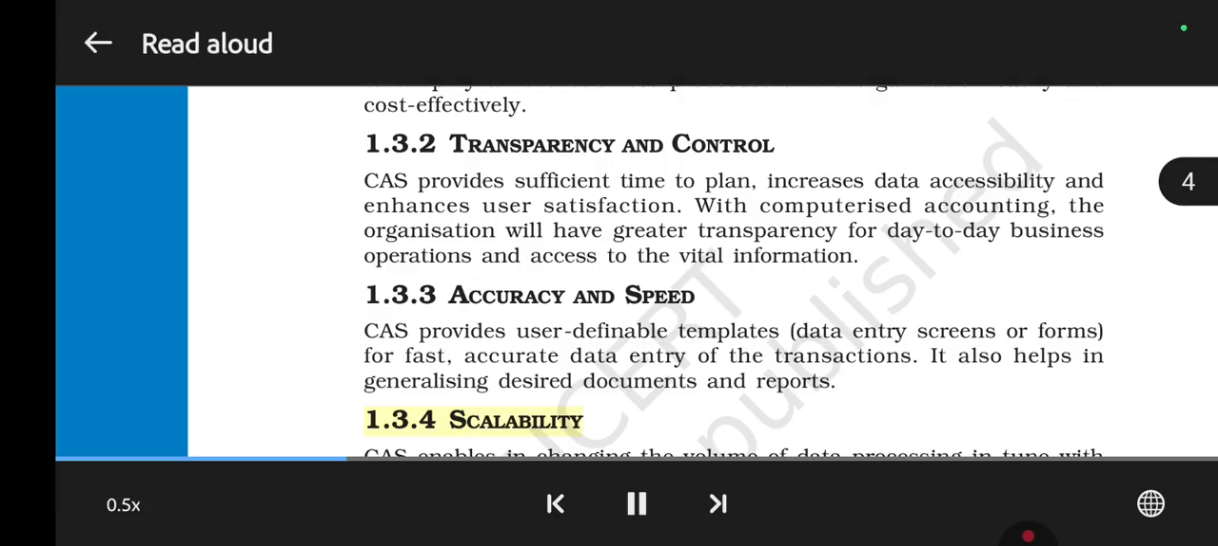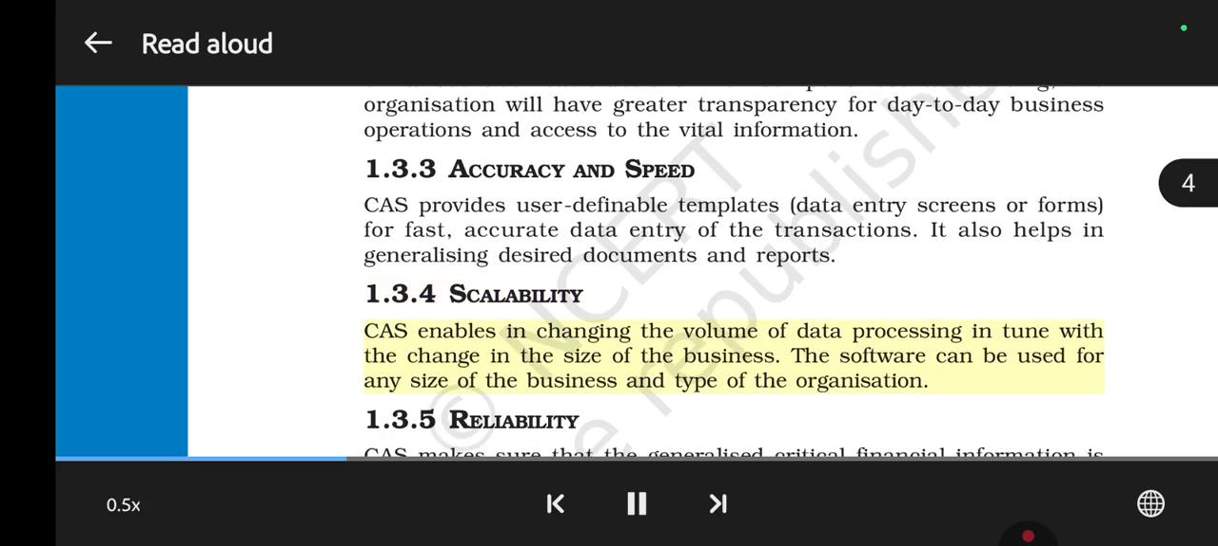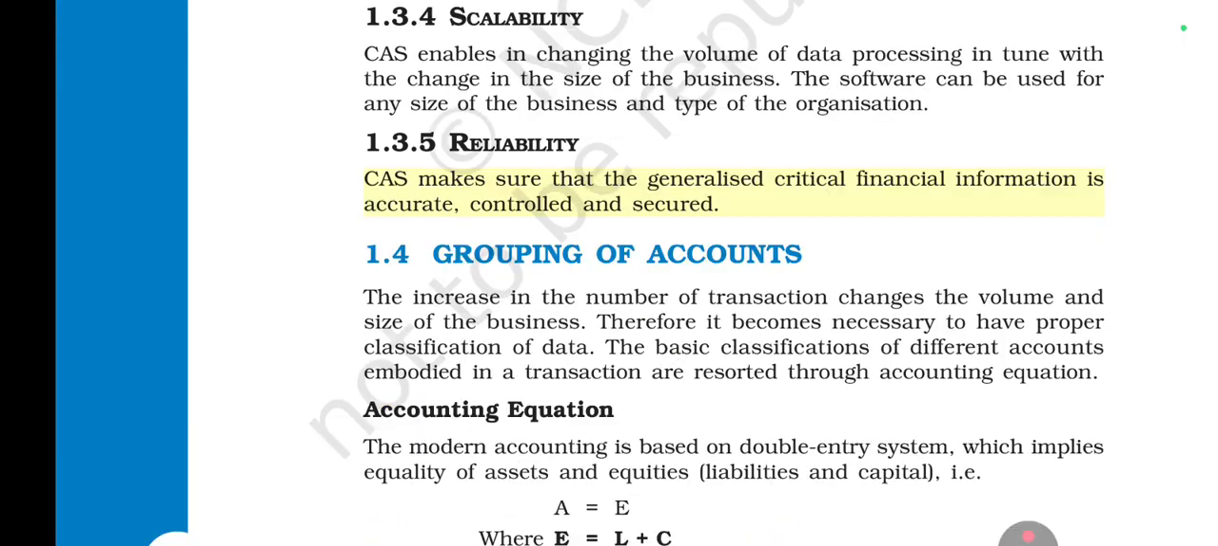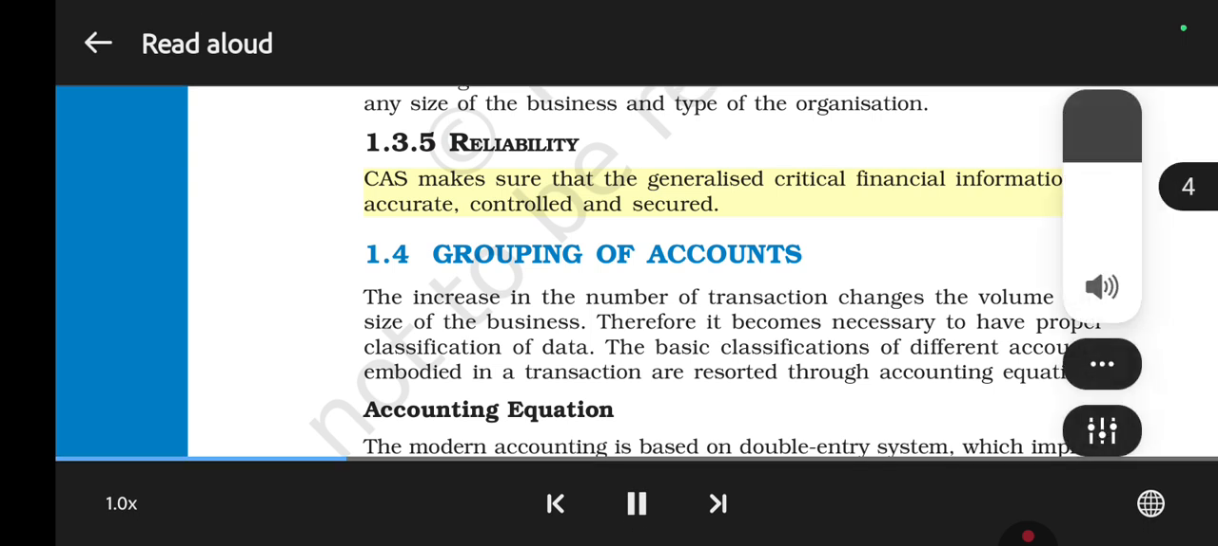1.3.4 Scalability. CAS enables changing the volume of data processing in tune with the change in the size of the business. The software can be used for any size of the business and type of the organization. 1.3.5 Reliability. CAS makes sure that the generated critical financial information is accurate, controlled and secured.